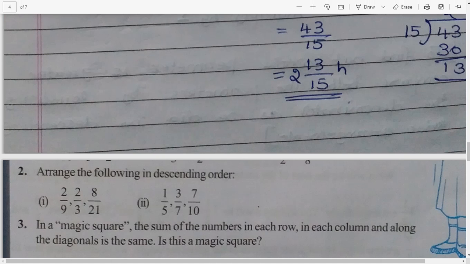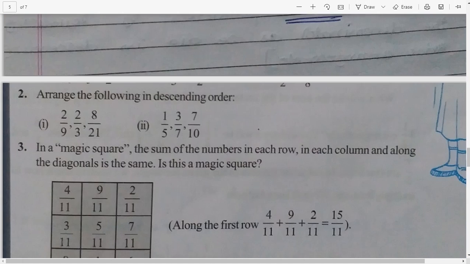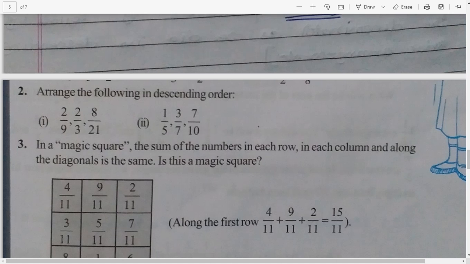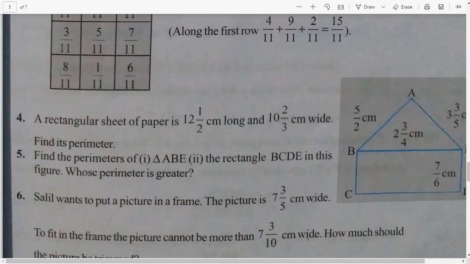Now homework. Exercise 2.1. In that, see, arrange the following in descending order. These 2 sums are homework for you. Next sum, third sum you leave, don't do now. Next you have to do 4th, 5th and 6th sum. I have given hints to you to do. This is homework, but I have given hints.